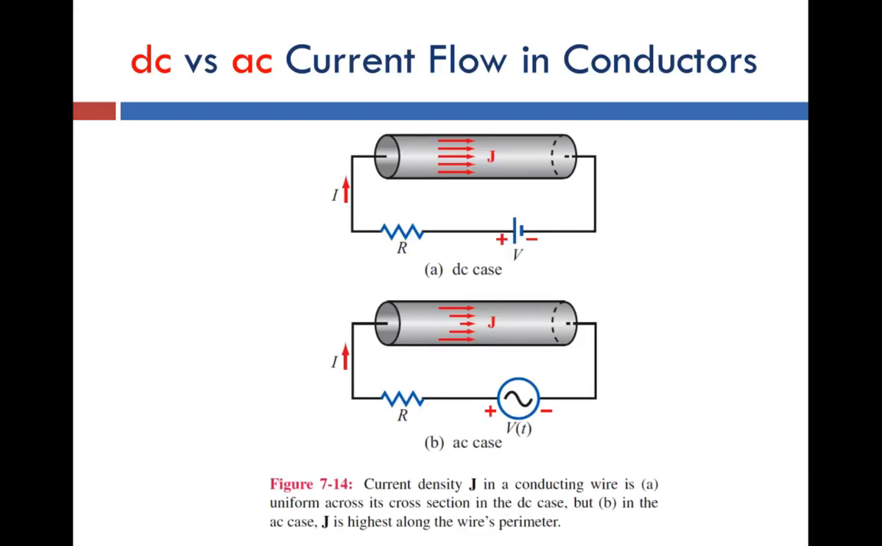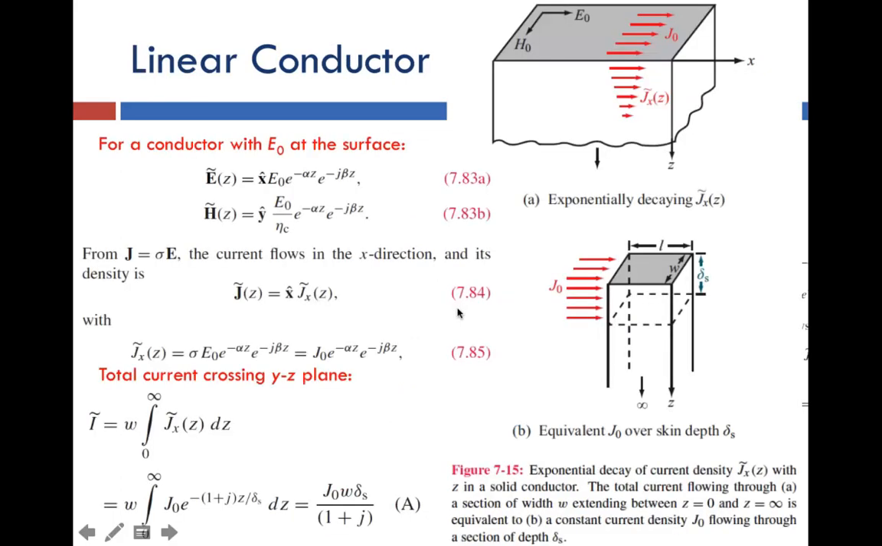Okay, now let's look at another example where we have DC versus AC current flows in conductors. In the DC case, basically the current is distributed equally across the conductor because the frequency is 0. But when you have an AC case, because the electric fields die away exponentially as you enter the conductor, and the conductor is not a perfect conductor, but it's a good conductor, basically the current density is highest around the wire's perimeter. And the depth at which the current density exists is basically equal to the skin depth.